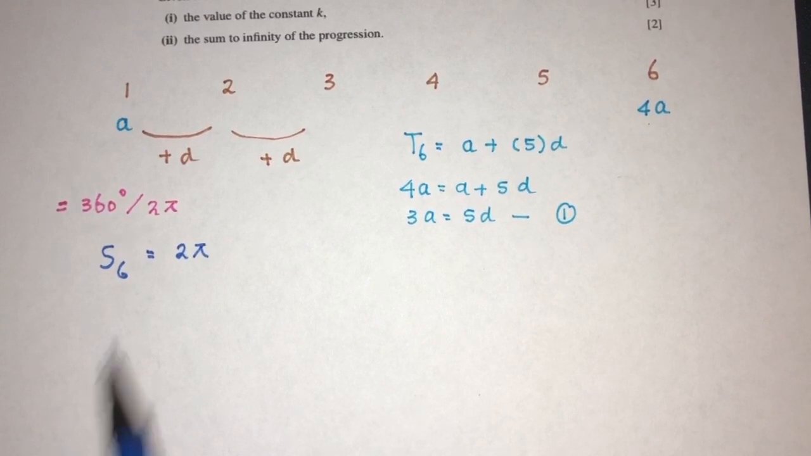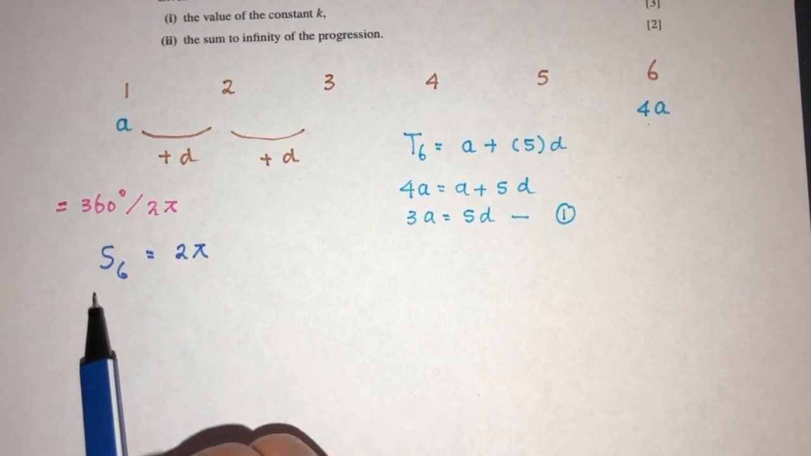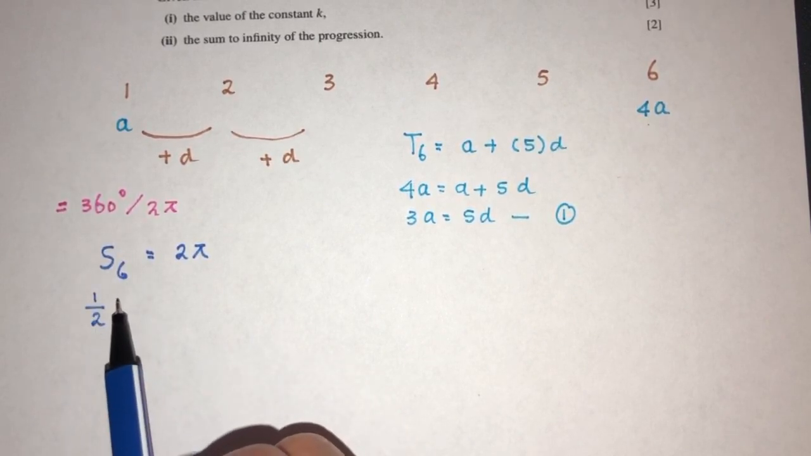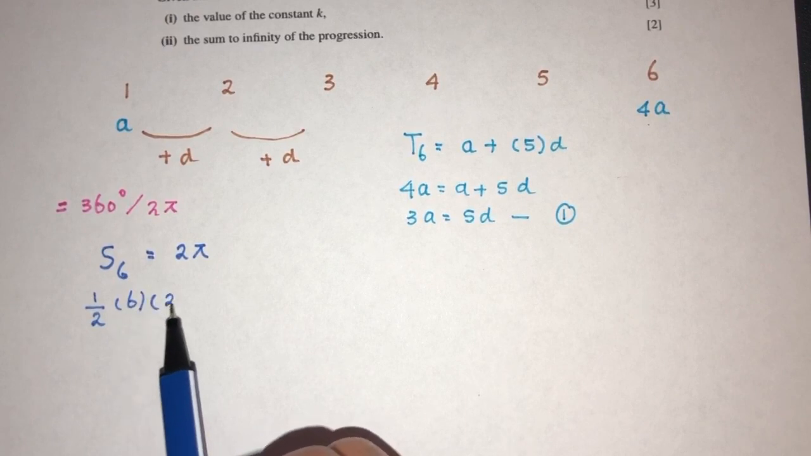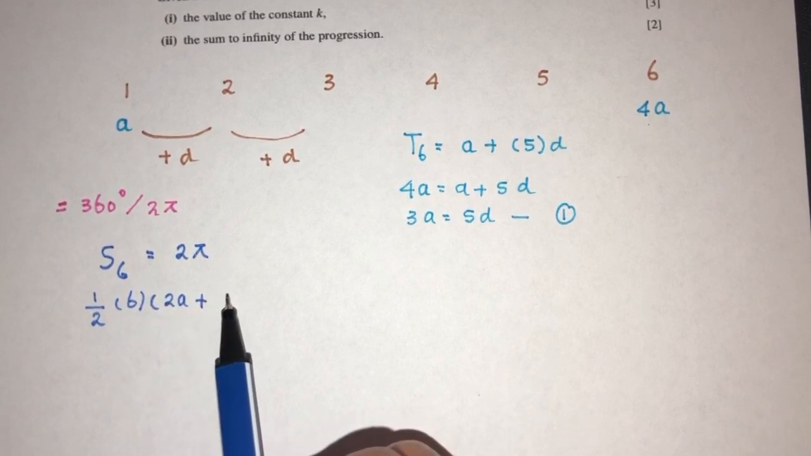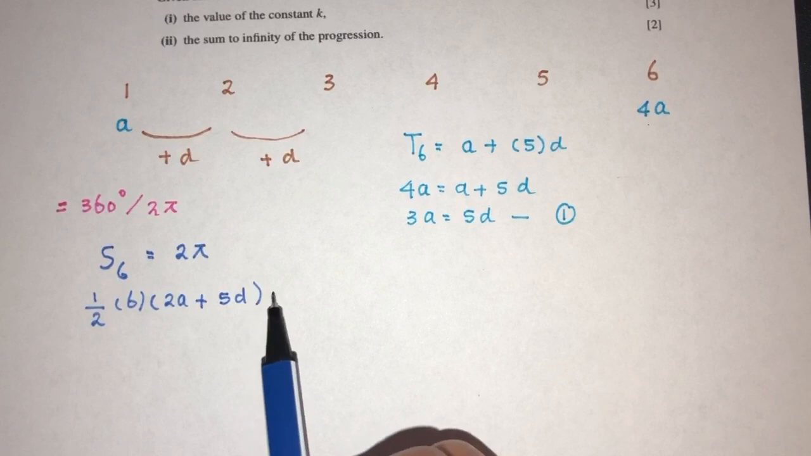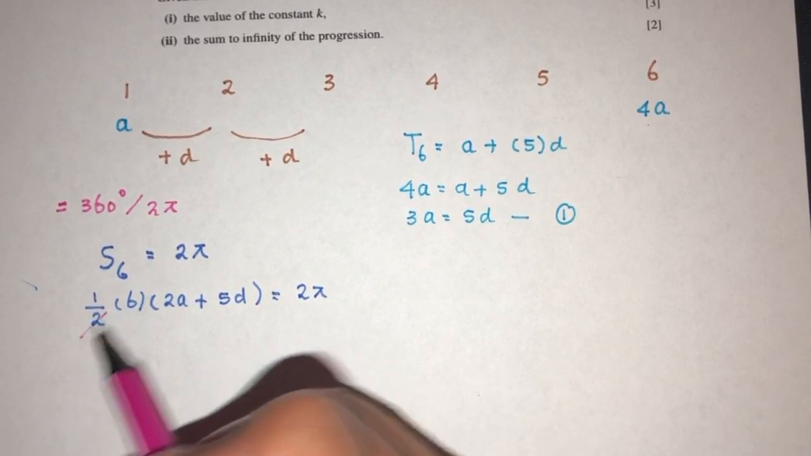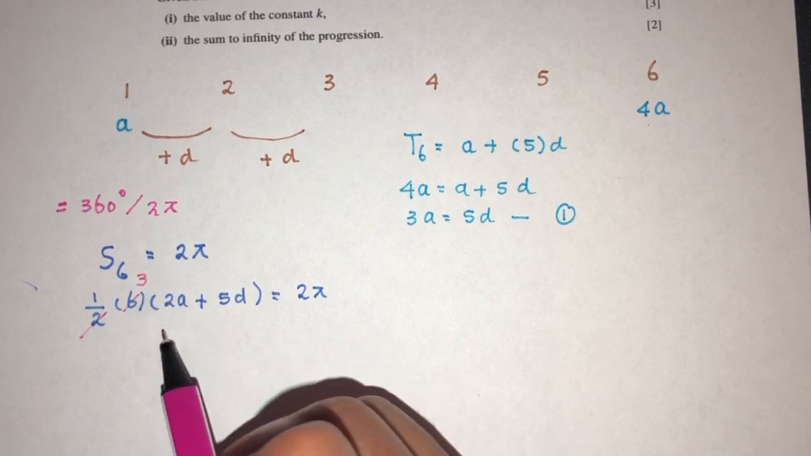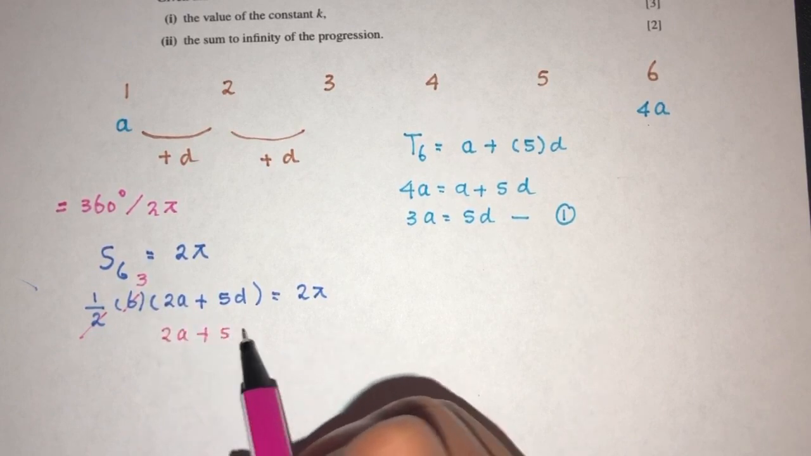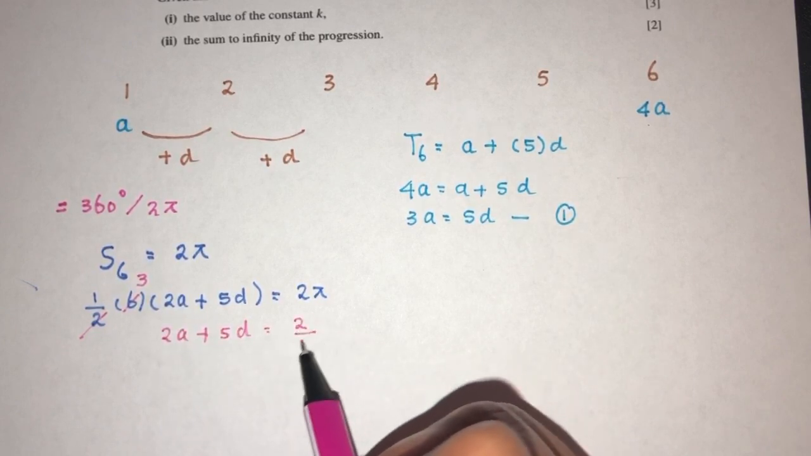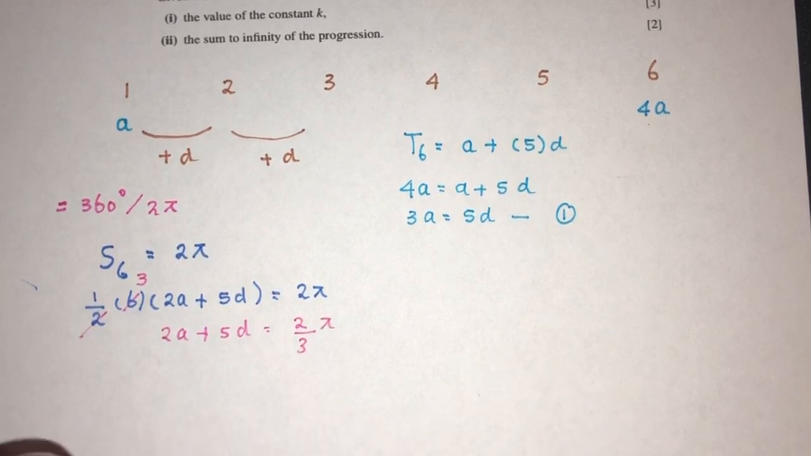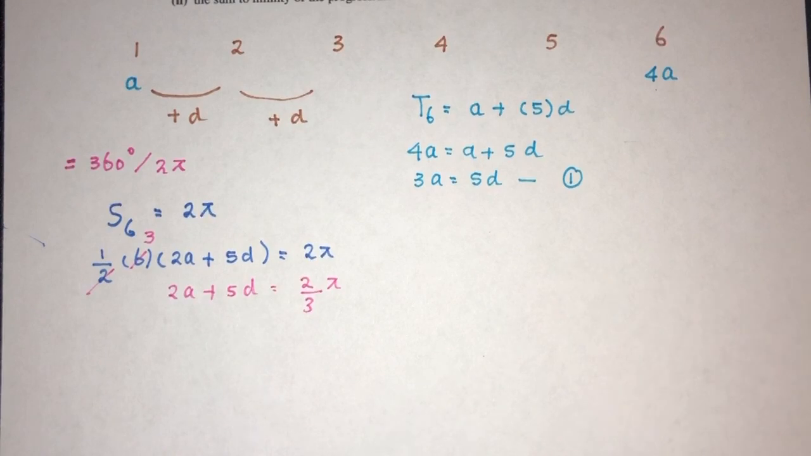Now we can solve this. We can replace back in our formula. That should be half times 6, times 2a plus 6 minus 1, which is 5d, equals 2 pi. Now simplify, this and this will cancel out. So 2a plus 5d should be 2 over 3 pi. Now let's work with this.